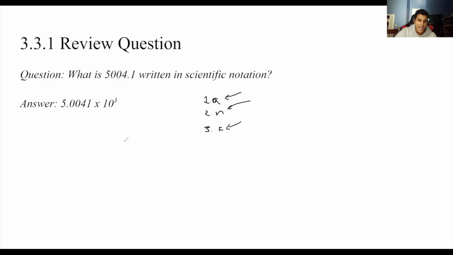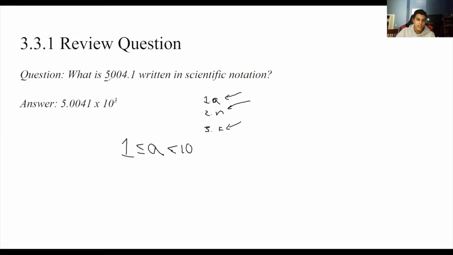So remember, a has to be between 1 and 10, right? So if I write this out, it's going to look like this. A is greater than or equal to 1, and a is less than 10. So the number we have here is 5,004.1, which is way bigger than 10. But remember, when we find the value of a, we keep all the digits the same and the same relative to each other, which means it's still going to have a 50041 somewhere in this value.